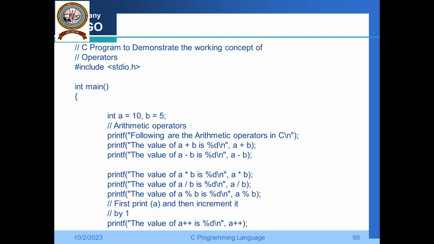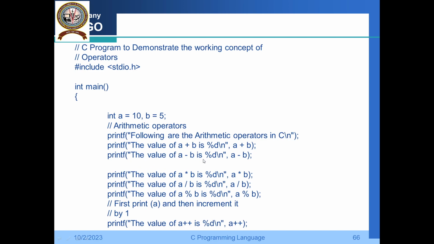So we can have some examples here, from which we can clearly understand. This is a C program to demonstrate the working concept of operators. First we include stdio.h, the standard input output header file. Then int main, I declare two operands, variable a is equal to 10 and b is equal to 5, data type integer. I am going for the arithmetic operators. I write printf, following are the arithmetic operators, it will be printed as it is. Then printf the value of a plus b is, it will be a plus b, that means 10 plus 5, it is 15.